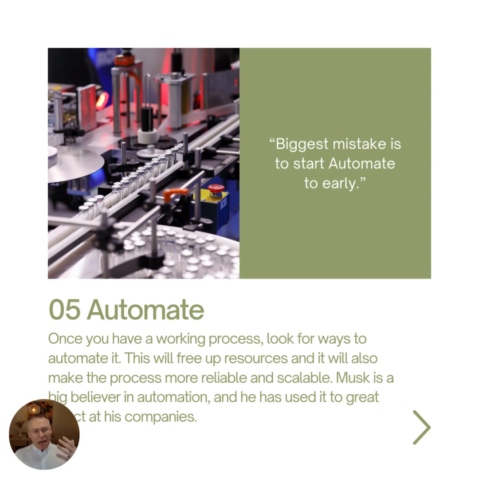And then 5, automate. Once you have a working process, look for a way to automate it. This will free up resources and will also make processes more reliable and scalable. Musk is also a big believer in automation, and he uses it to great effect in all his companies. And one thing that is very important here, the biggest mistake is we start automating too early, before we have cleaned up our process, before we understand the process, before we understand the life cycle of any activity.